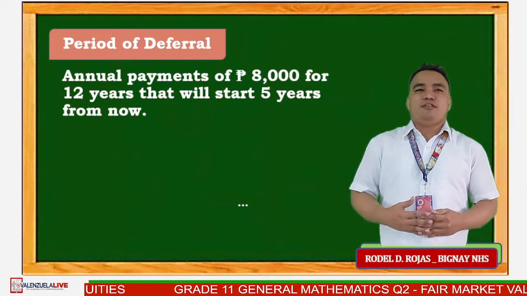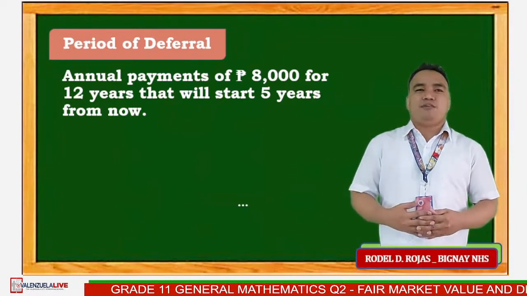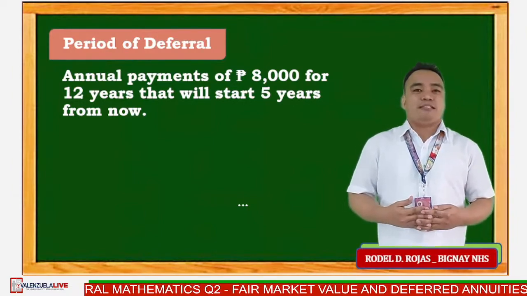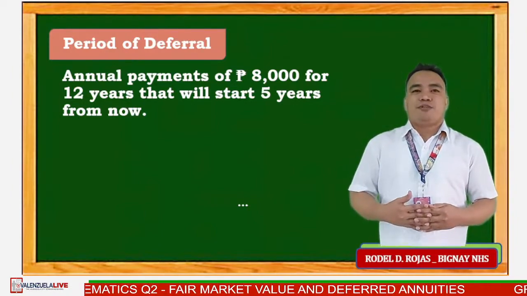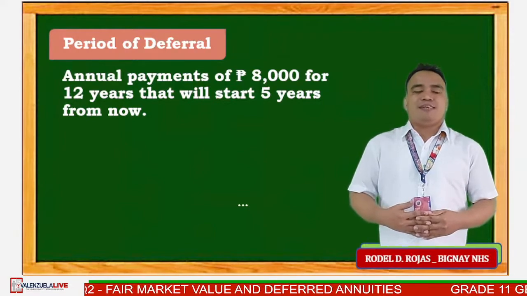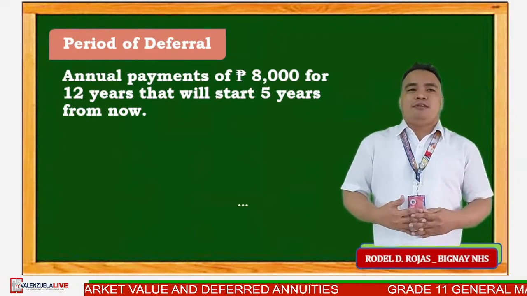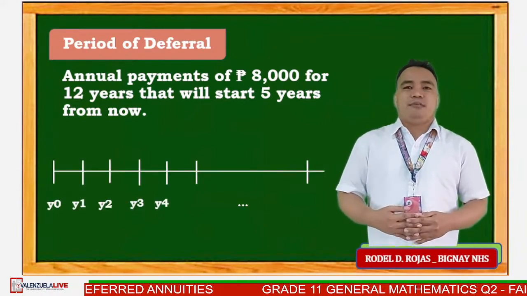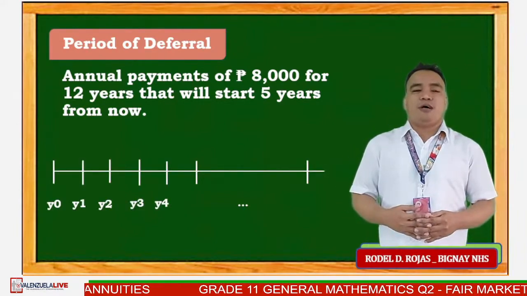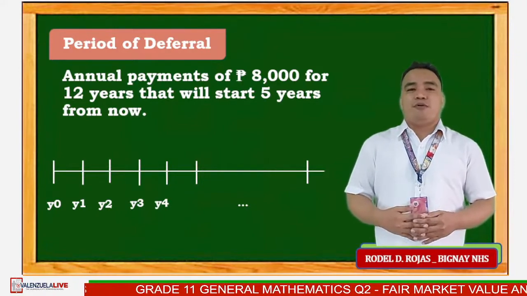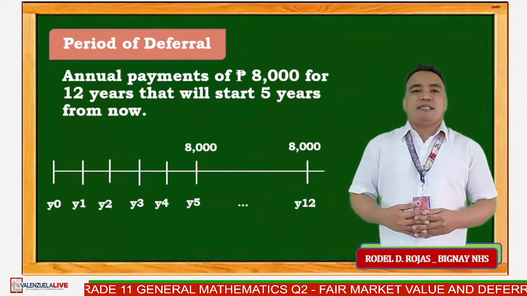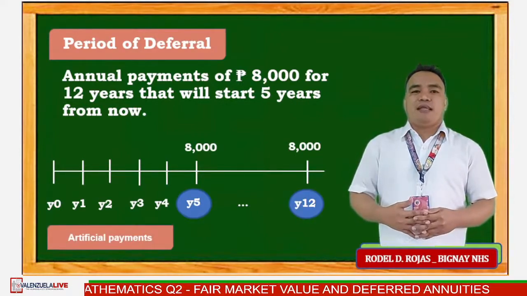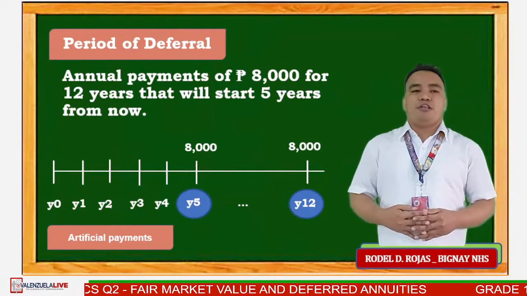Find the period of deferral in each of the following deferred annuity problems. This is the problem: annual payments of 8,000 pesos for 12 years that will start 5 years from now. 5 years from now is at Y5, or year 5. The period of deferral will be from Y0 to Y4. No payment of 8,000 pesos for that period. Thus, the period of deferral is 4 periods or 4 years.